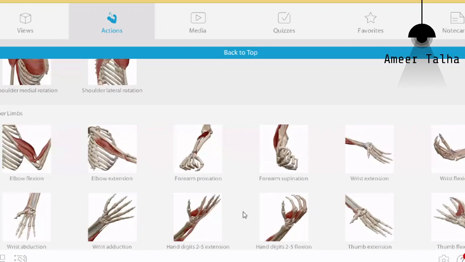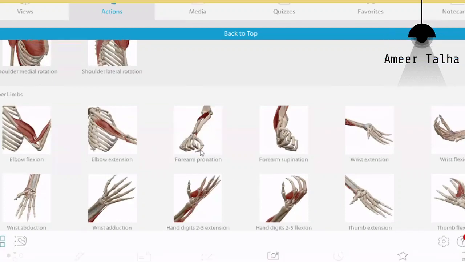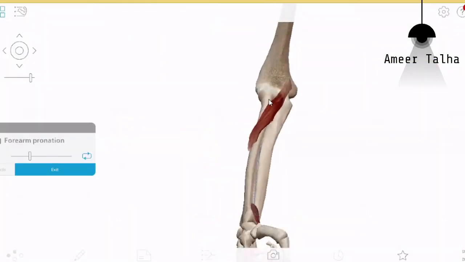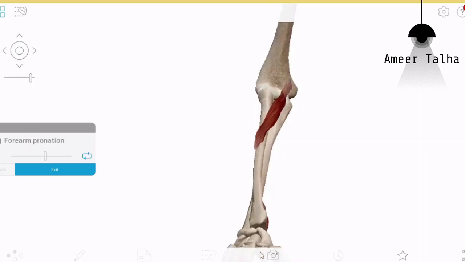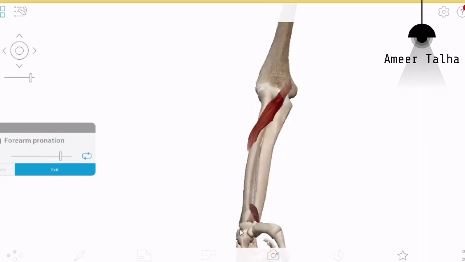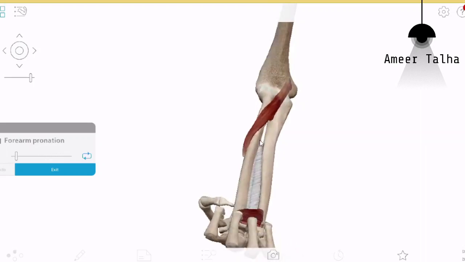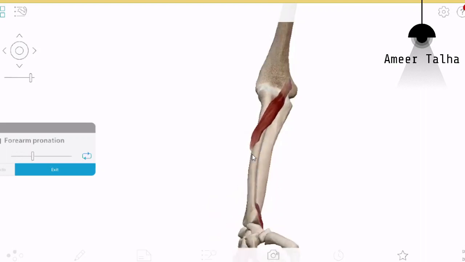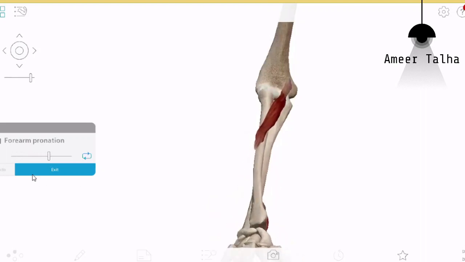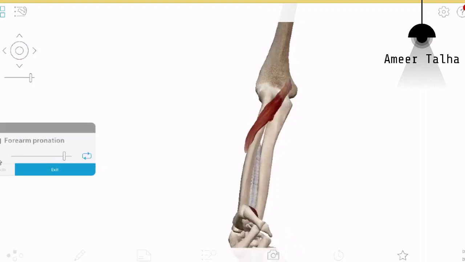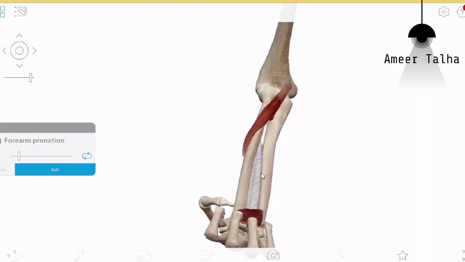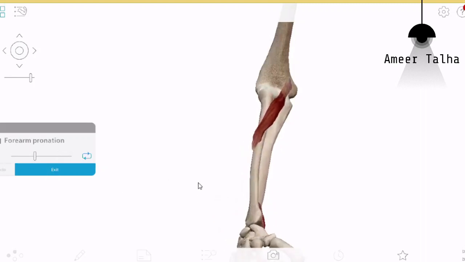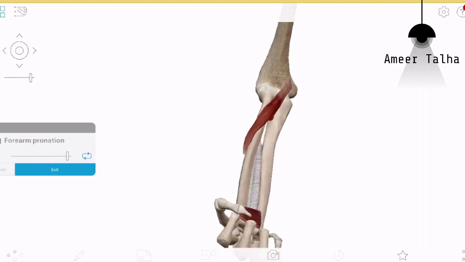Then there was a question of mid-radioulnar joint. The superior radioulnar joint is the bony one. Inferior radioulnar joint is again the bony one. In between the shafts of the two bones, there is the interosseous membrane, which helps in the transmission of forces from one bone to the other, or transmission of weight from one bone to the other.